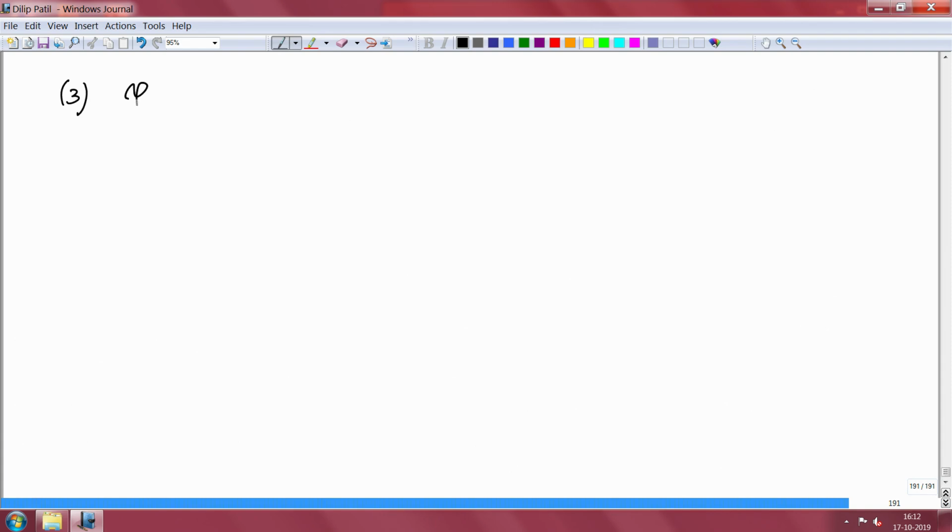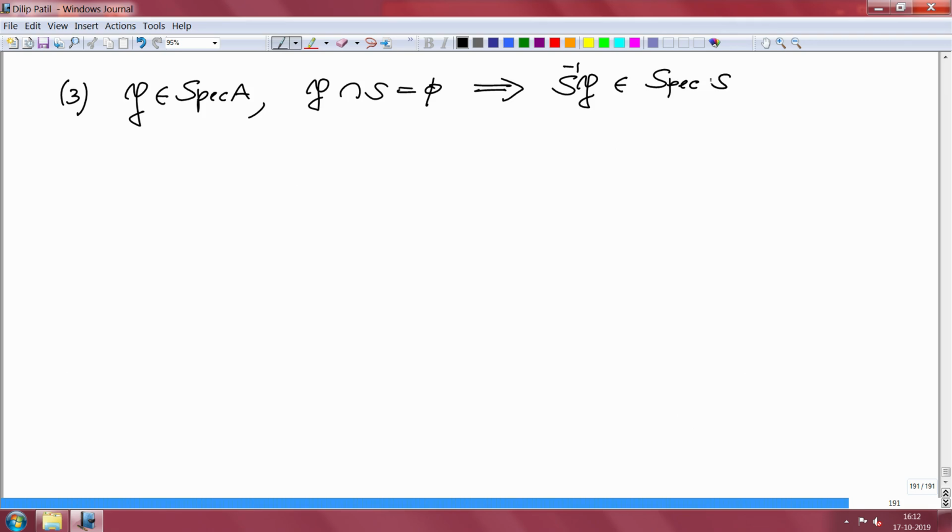If P is a prime ideal in A and P doesn't intersect with S, then S inverse P is a prime ideal in S inverse A. So a prime ideal, when you push it to S inverse A, remains prime. So let us prove it. What do we want to prove? That this is a prime ideal.